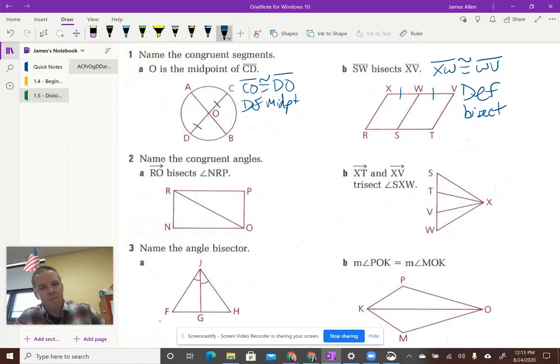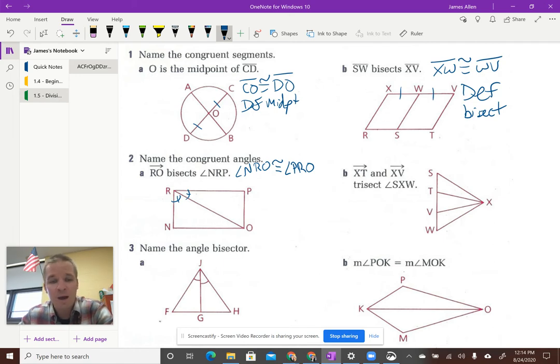Name the congruent angles. Well, if RO bisects NRP, what does that mean? If it bisects this angle, that means it splits it into two congruent angles. So this one is congruent to this one. Even though they don't look it, it says that they are, so we've got to go with it. Sometimes these diagrams aren't the best. We would know those two angles are congruent. So angle NRO is congruent to angle PRO, and definition bisect would be our reason. I'm not going to write the definition going forward here, to save a little bit of time.